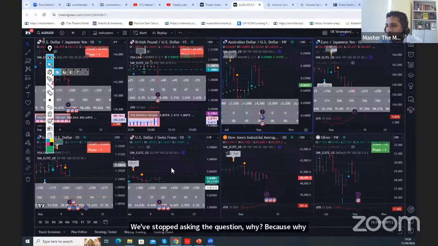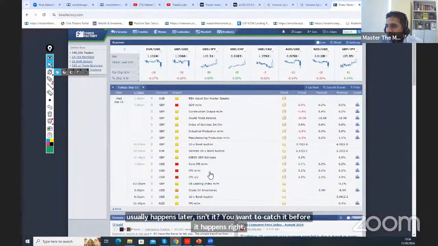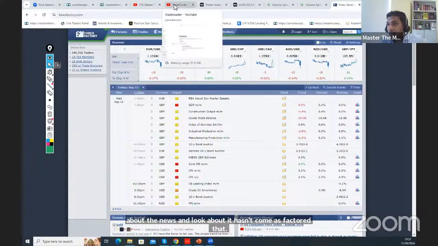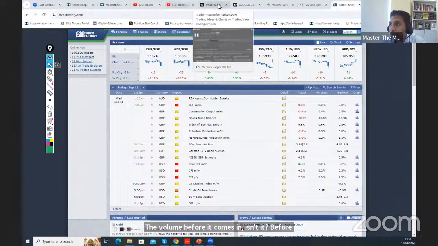But for those of you inquisitive on it, you can take a look at this. This is the CPI news that has come out, so that's affected the currencies quite a bit over here. In fact, I was listening in to Tom Bezos' interview yesterday as well, and he was also mentioning that he doesn't care about the news, doesn't look at it, hasn't factored that in, and his systems are not based on that, because you have to beat the volume before it comes in, isn't it? Before the news, right? So you read in between the lines before the news takes over.